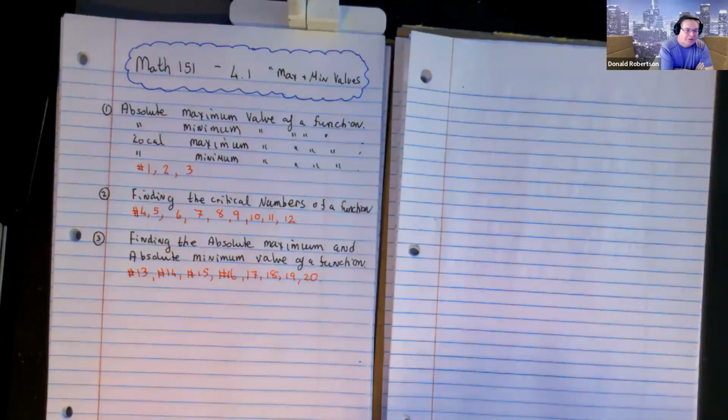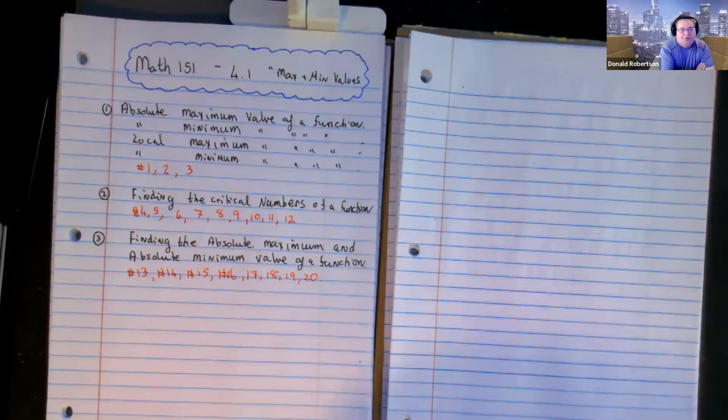Starting chapter 4. Pretty much we know how to differentiate everything that we're going to be expected to differentiate. Now we're finding uses for it. So you could think of chapter 4 as being various ways in which finding derivatives can be helpful.